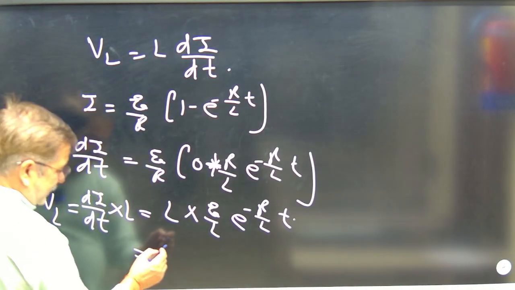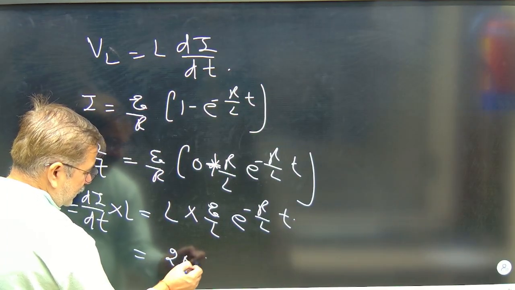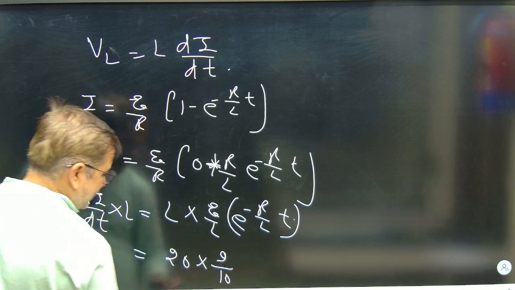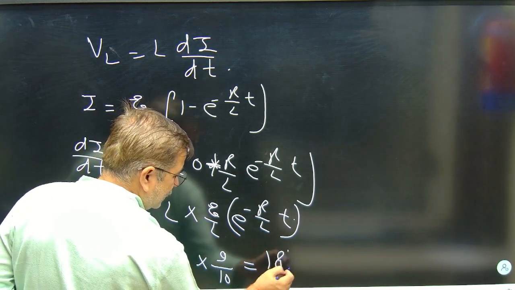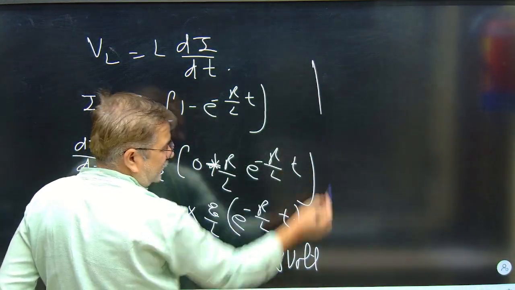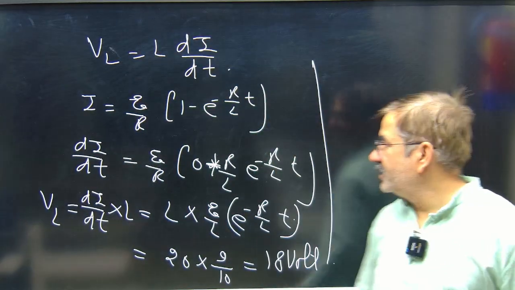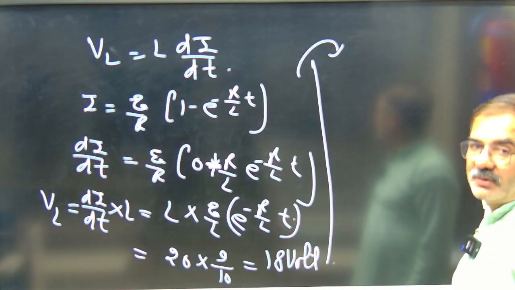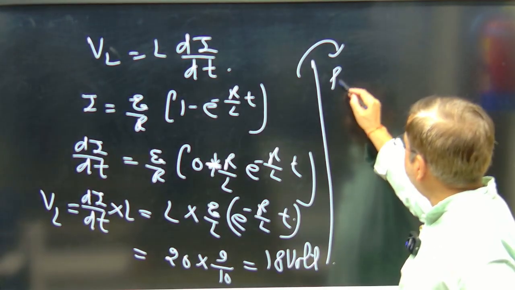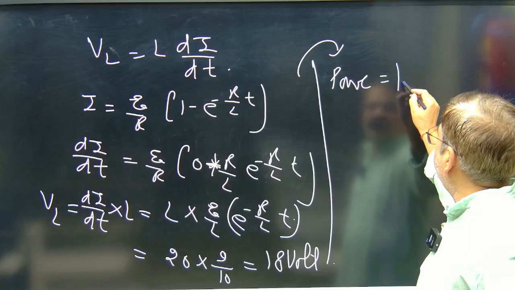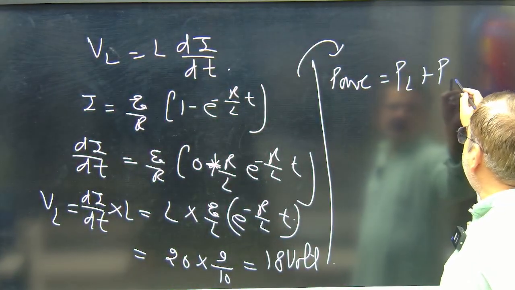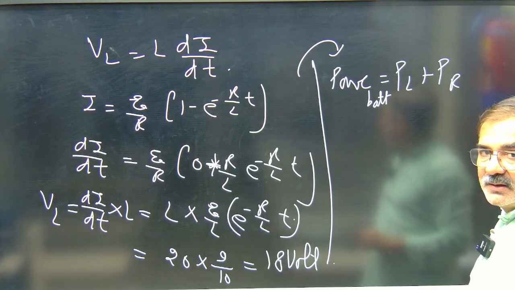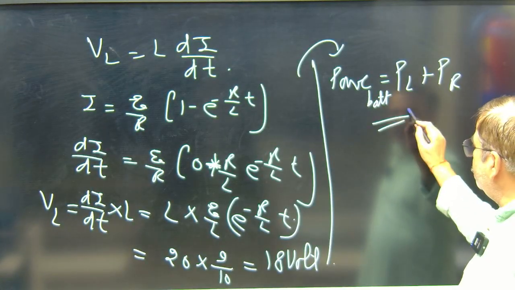So what value came? Look, the voltage was 20 and this value was 9 by 10. Do you remember? This value was 9 by 10. So from here also it is getting as 18 volt. So that method, the formula for finding the voltage, here also we can see L di by dt is also giving the 18 volt. Now we can see the power. The power on the inductor is also equal to the power on the resistor and the power by the battery. This will also remain correct. Any time, this will also be followed.